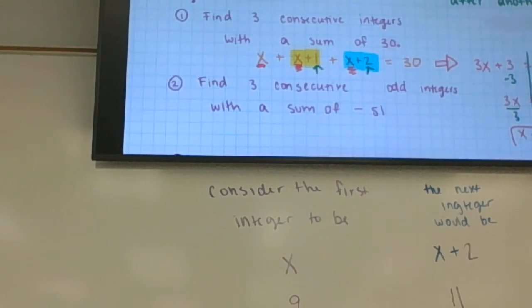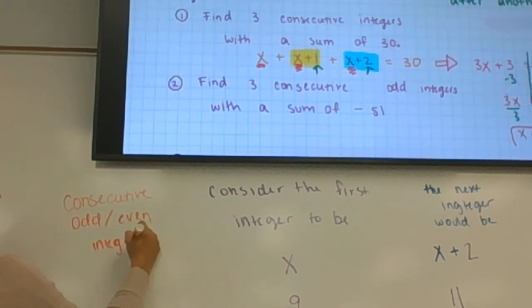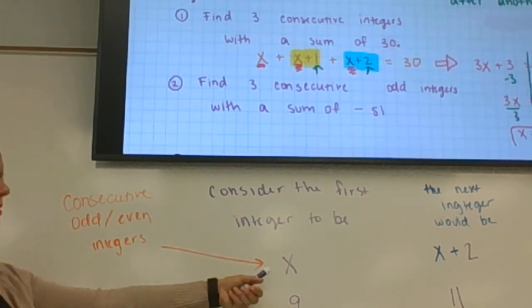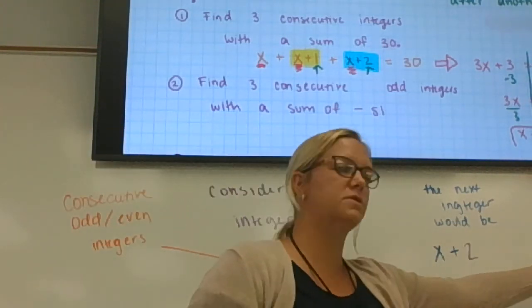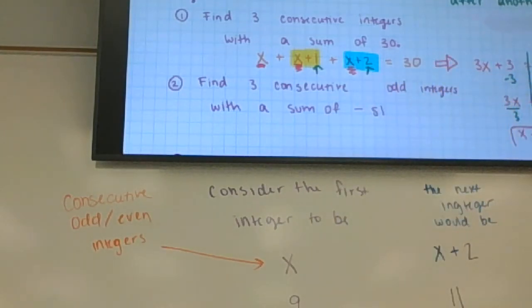So if you have to do consecutive odd or even integers, it changes what you do with x. The first number would be x, the next would be x plus 2, and the next one would be x plus 4. So the answer is not 9, 11, 13. You just try to figure it out. Negative 51. So what 3 odd numbers could you add together to get negative 51?